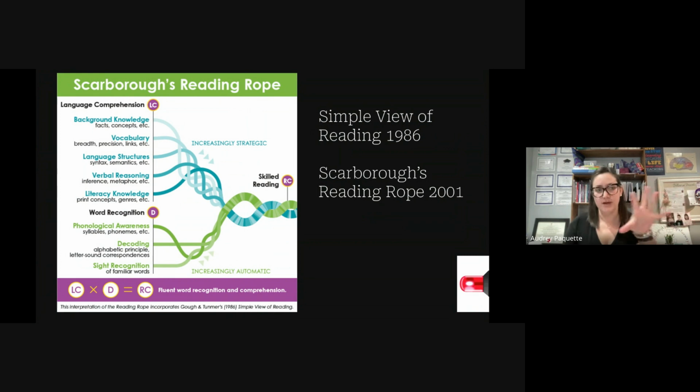In the upper strands, we have the language comprehension part. And in the lower strands, we have the word recognition part. We know that even if we have one strand that is a little bit weaker, this will affect the whole reading comprehension of a child when they're struggling to read.